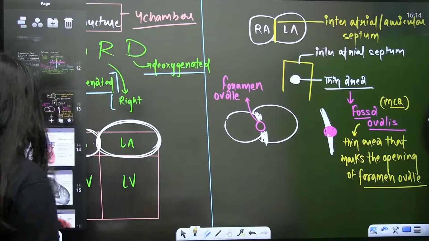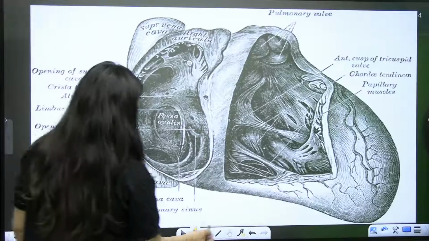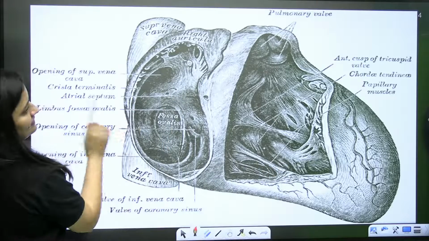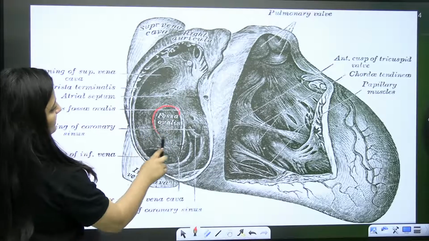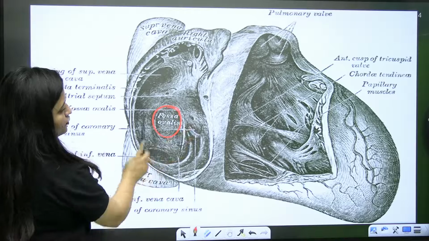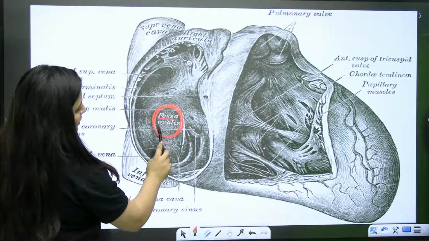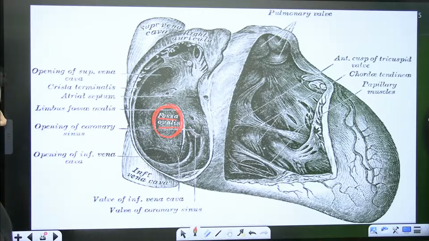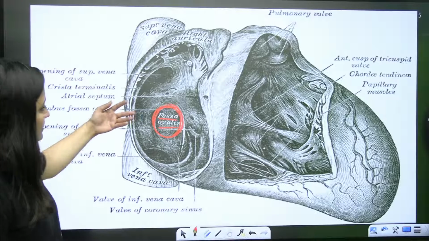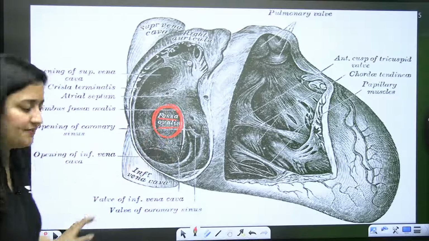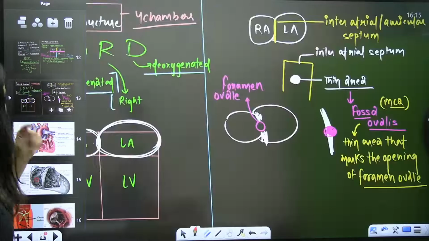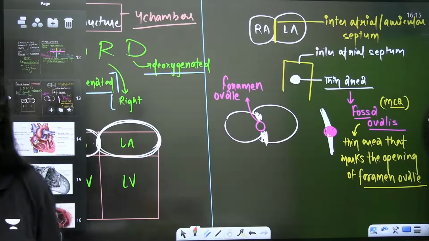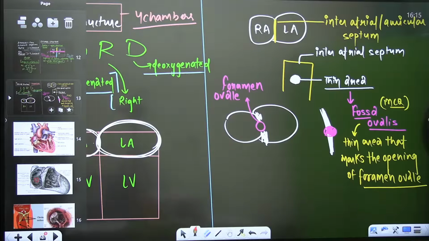Clear? So let me show you the diagram. Look at this. This is that thin area. The rest of the portion is thick, but this is that thin area, your fossa ovalis. Is that clear? So it is present on your interatrial septum. Any doubt? Yes, students, any doubt? Tell me quickly.